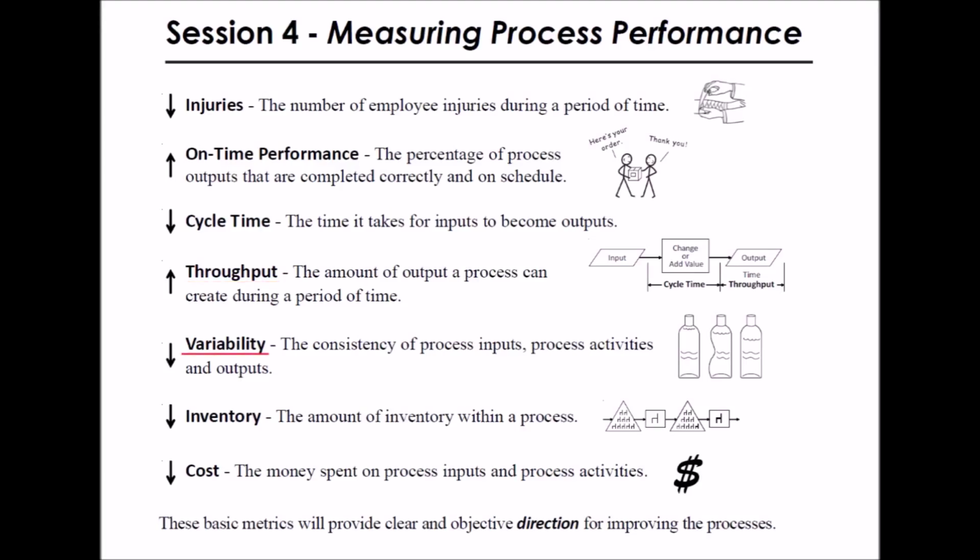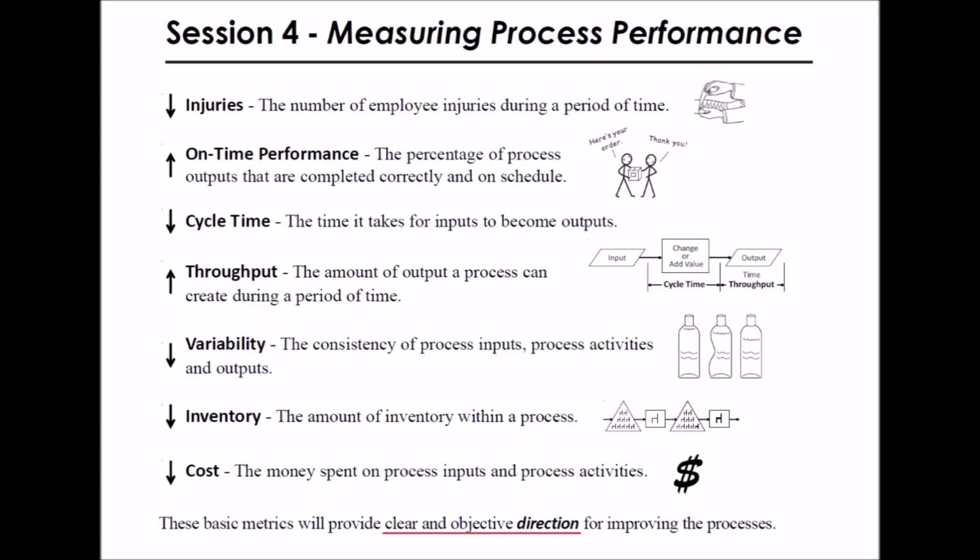Fifth is variability, the consistency of process inputs, process activities, and outputs. Number 6 is inventory, the amount of inventory within a process. And last is cost, the money spent on process inputs and process activities.